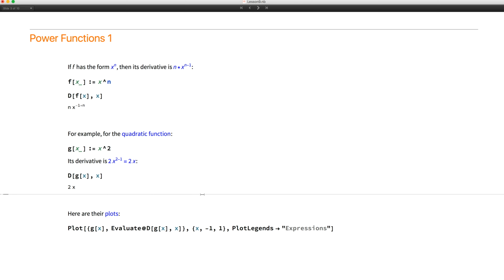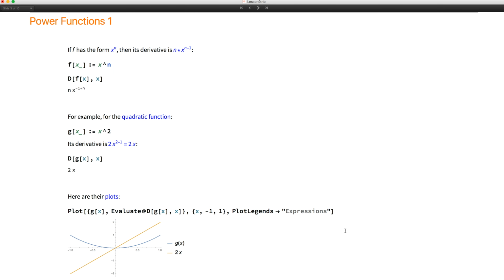And let's plot the function and derivative. So that's the function, a quadratic function, a parabola, and that's the derivative. And clearly, the derivative must be negative on the left because the function is decreasing. So slopes are all negative over here.